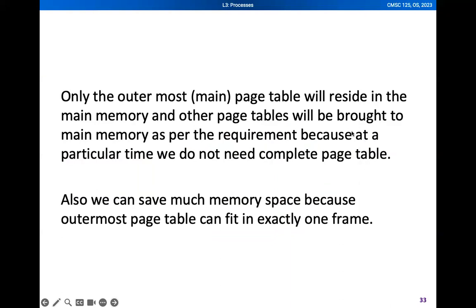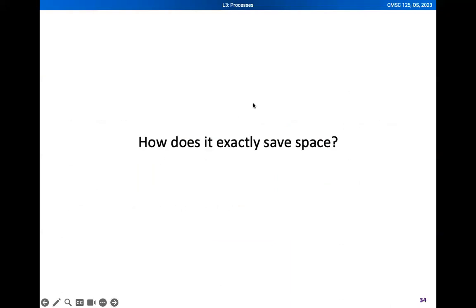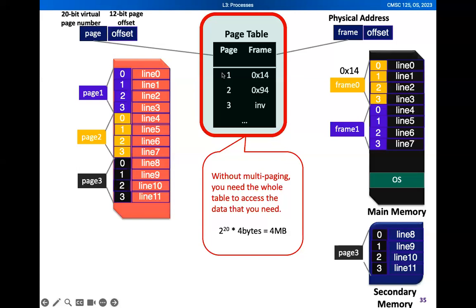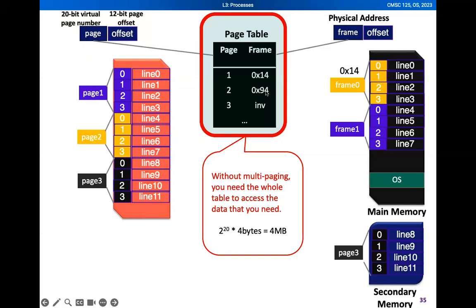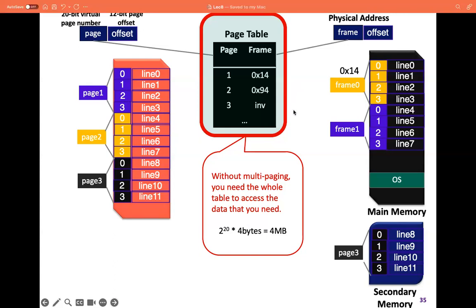Okay, now how does it actually save space? Just using one page table, which contains 1 million entries and four bytes for each entry, that would cost us 4 MB, right? So without multi-paging, we need the whole table to access the data that we need. And each entry is 4 bytes times 1 million, that would be 4 megabytes.